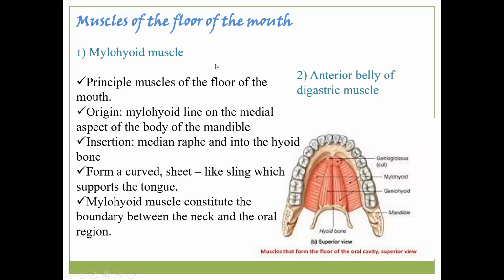So you have to know a bit about this mylohyoid muscle. This is the principal muscle of the floor of the mouth. This muscle originates from the mylohyoid line on the medial aspect of the body of the mandible. It is inserted into the median raphe and into the hyoid bone. It forms a curved sheet-like sling which supports the tongue.